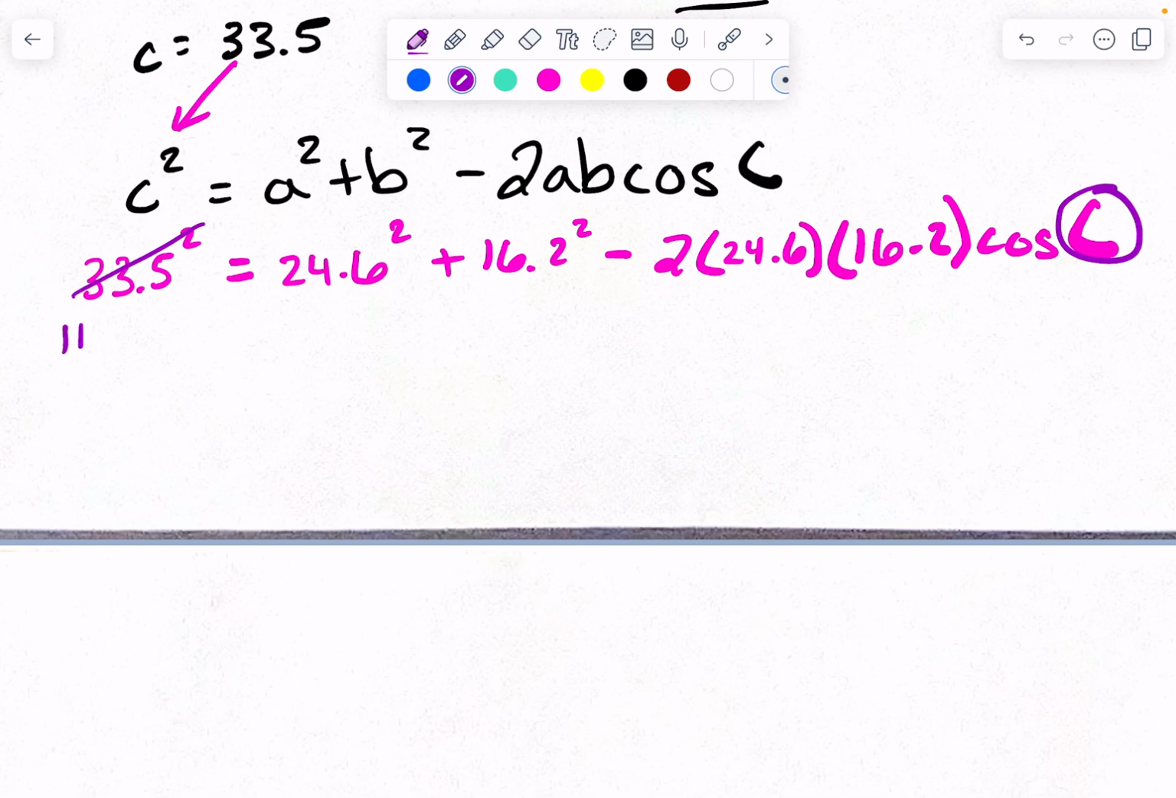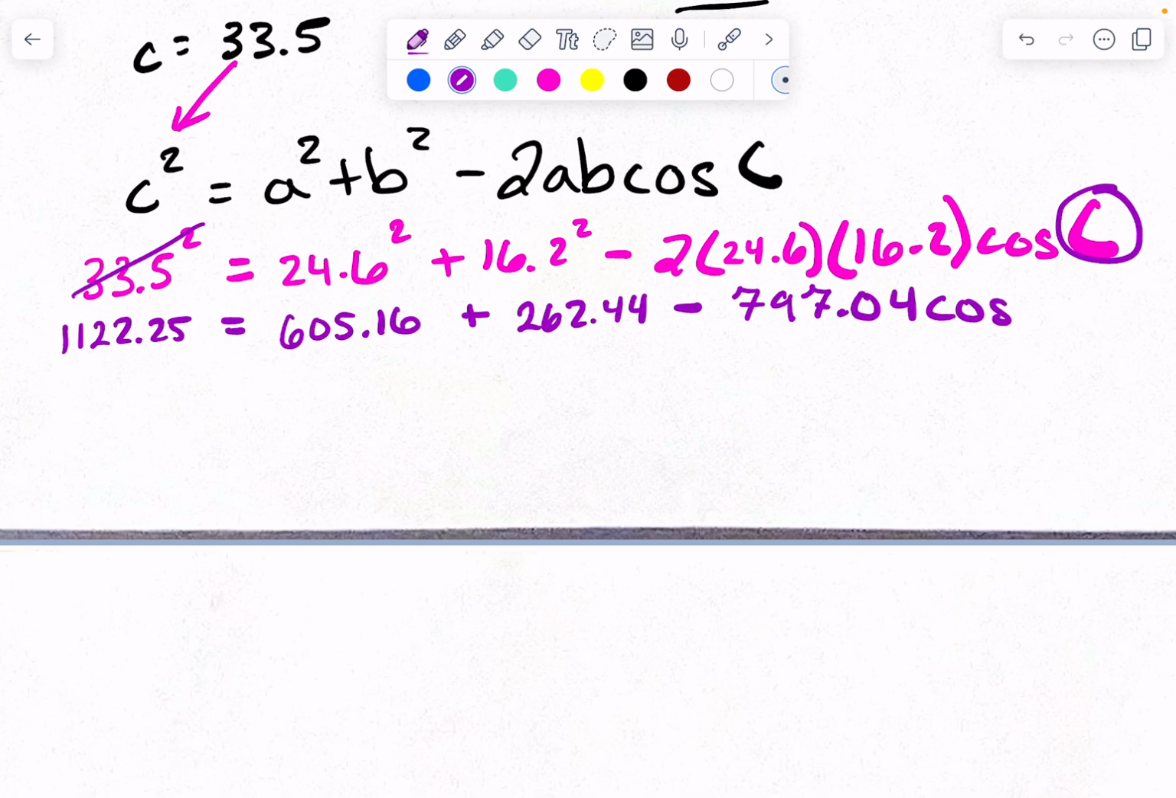This is 1122.25 equals 24.6 squared is 605.16, plus 16.2 squared is 262.44, and then minus 2 times 24.6 times 16.2. This is 797.04 cosine of C. All right.